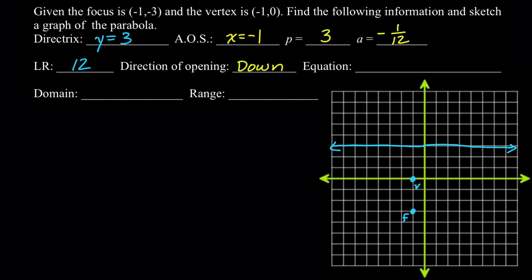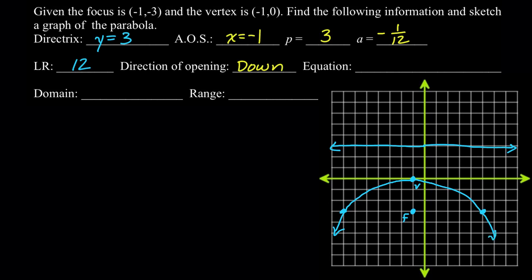We're going 6 units to get from the focus to the directrix, which means I can go 6 units on each side of the focus to get to the parabola. So your parabola would be curved down like this.